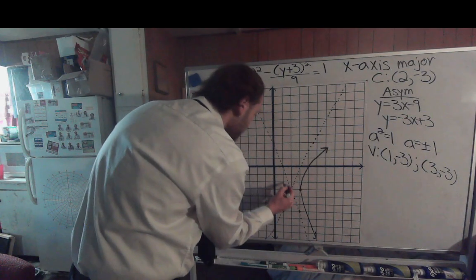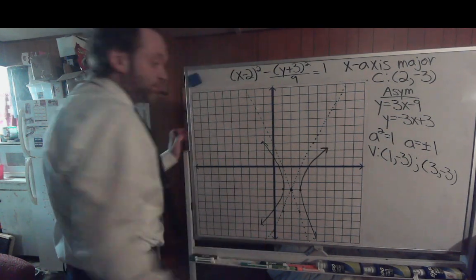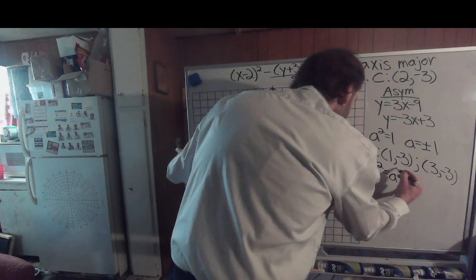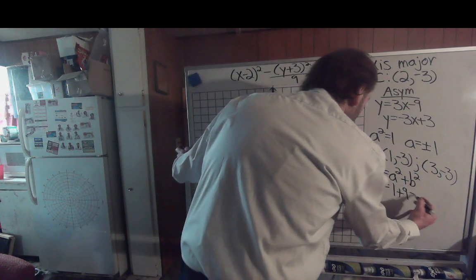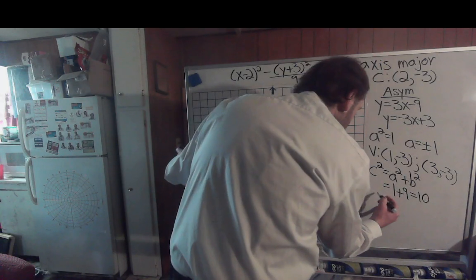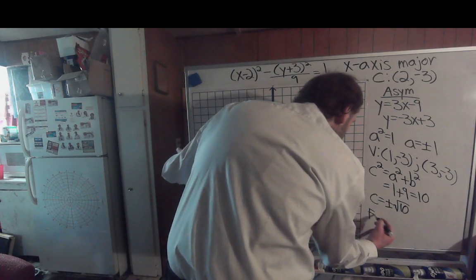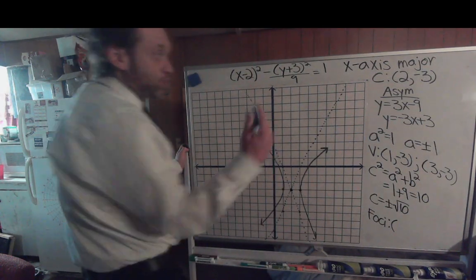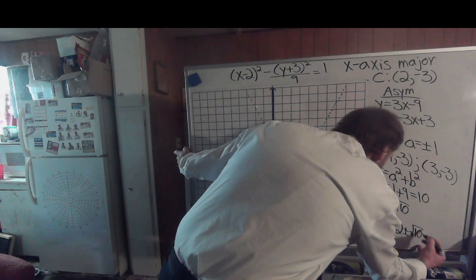So let's go ahead and do that here. And one more thing we've got to get is the foci. So c squared equals a squared plus b squared, which would end up equaling 1 plus 9, which equals 10. So c squared equals 10, c equals plus and minus the square root of 10. So your foci are going to be at the coordinates 2 plus and minus square root of 10, and then a y coordinate of -3.